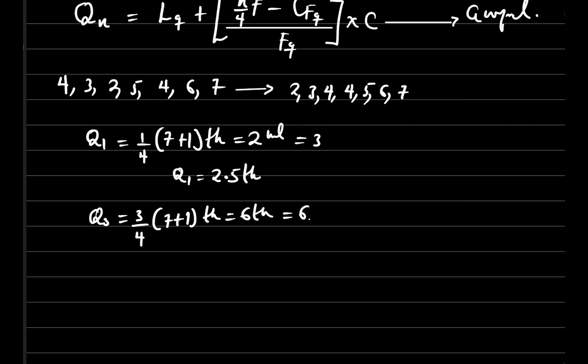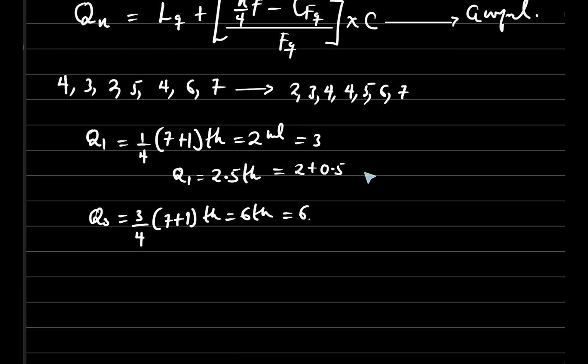So this is what you're going to do. You know that 2.5 is the same thing as 2 plus 0.5. That means the Q1, or the lower quartile, or the first quartile, is in between the second position and the next position, the third position. That's why you're having 2.5 here. So to get the Q1 value, it falls between the second value and the third value because of the decimal.